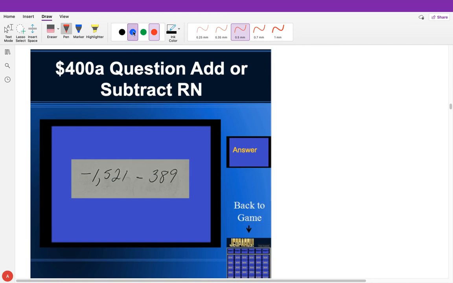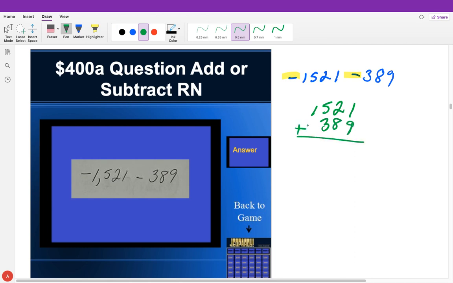All right, so for this next question, we're just practicing going over our adding, subtracting. So the first thing I look, well, let me write this down. So it's negative 1,521 minus 389. So I look and see, okay, both of my signs are negative. So when we're adding or subtracting, when our signs are the same, we simply treat them as if they're positive numbers and we add them.